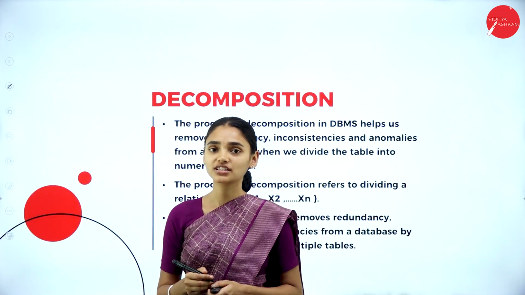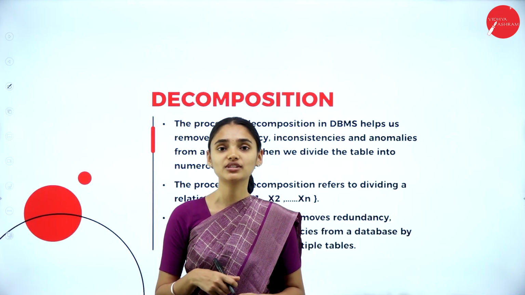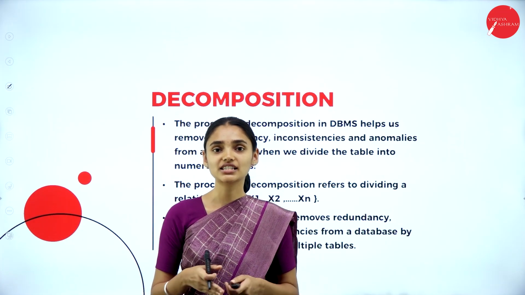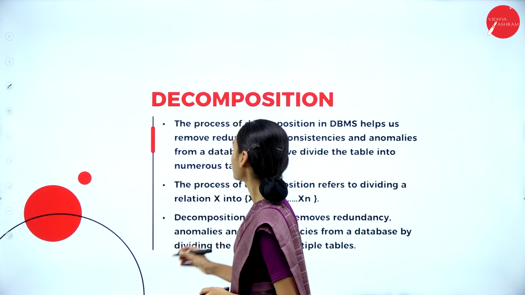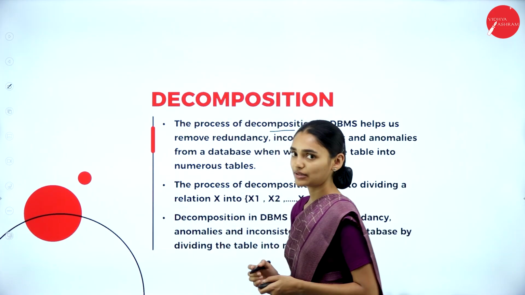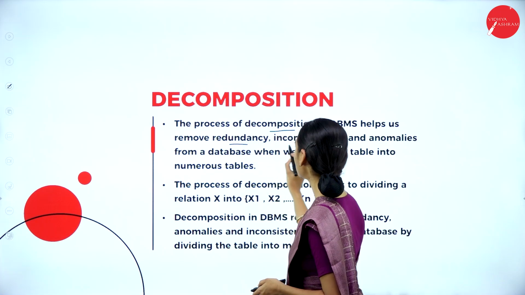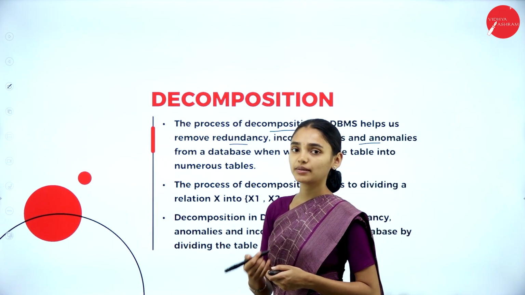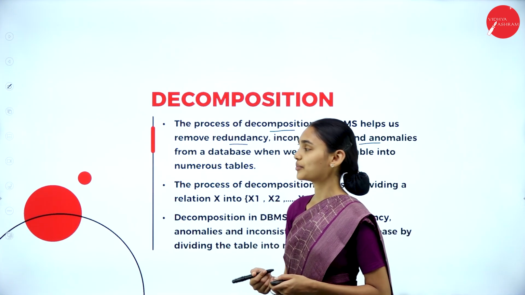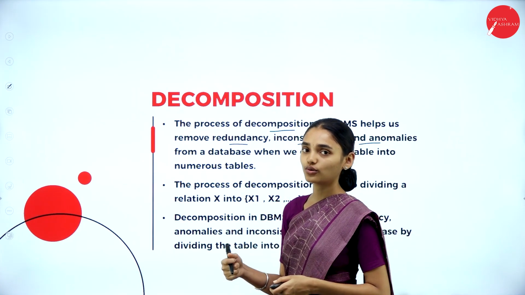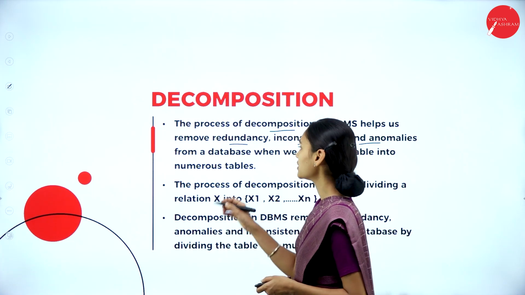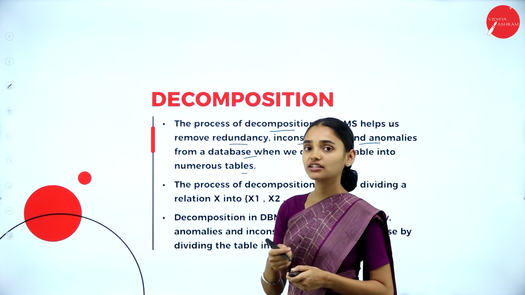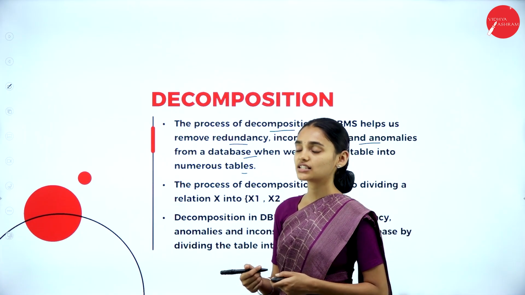Next is decomposition. Decomposition helps us to remove the inconsistency and redundancy from the relational table. It divides the single table into multiple tables. The process of decomposition in DBMS helps us to remove the redundancy, inconsistency and anomalies which occur while performing basic operations like insert, delete and update. Decomposition helps us to remove those redundancies and inconsistencies from the database when we divide the table into numerous tables. You can divide the table into multiple tables, that is decomposition.